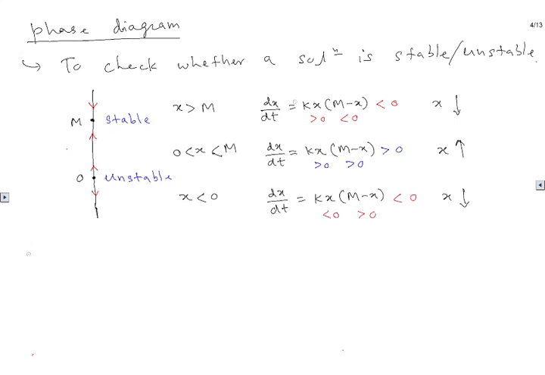So these are the cases that we have. If the two sides, both sides, are going to converge, we call it stable. If both sides are going to go away from it, we call it unstable.